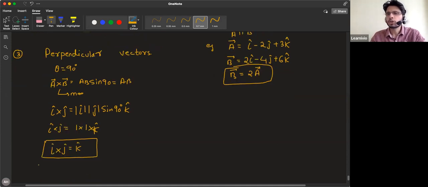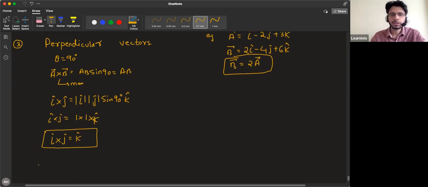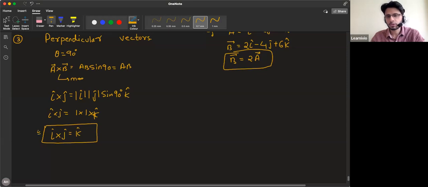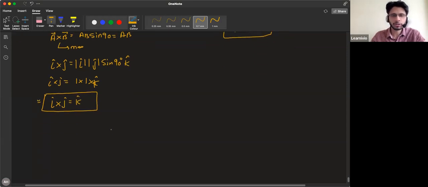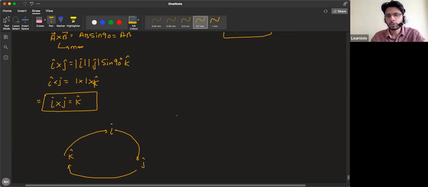Similarly, you can calculate the cross product of J and K, and of K and I. But these results are important. You should remember these results. To remember them, there is a small trick. You can write I cap here, J cap here, and K cap here. When you go from I to J, or from J to K, or from K to I, that is clockwise, and clockwise means it's positive.